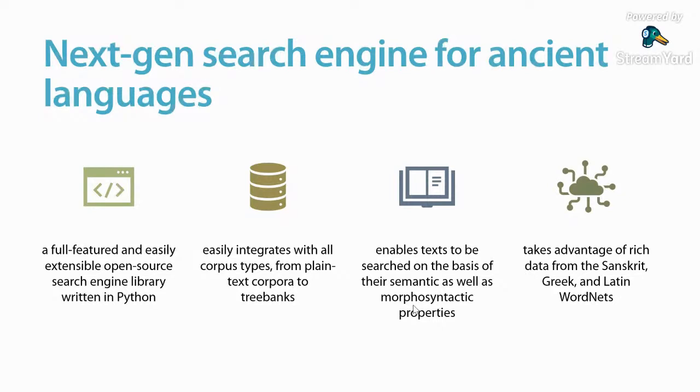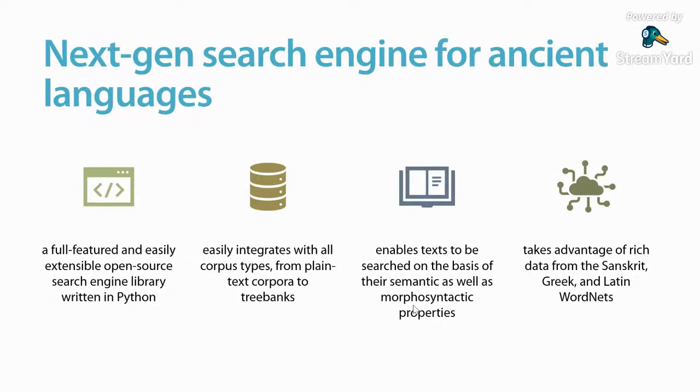But the key innovation of this search engine is that it enables text to be searched on the basis of their semantic as well as their morphosyntactic properties. This means that, for the first time, users can search for the meanings of words in ancient texts, as well as for the kinds of grammatical constructions in which they appear. In other words, Cylleneus is above all a semantic search engine, and its ability to query the meanings of words is delivered by the Sanskrit, Greek, and Latin word nets.